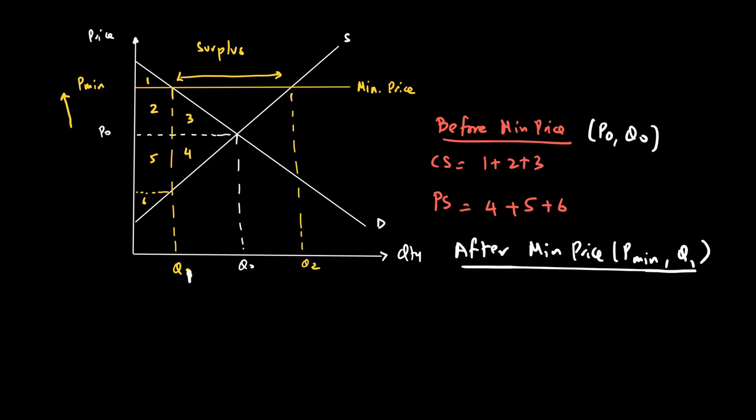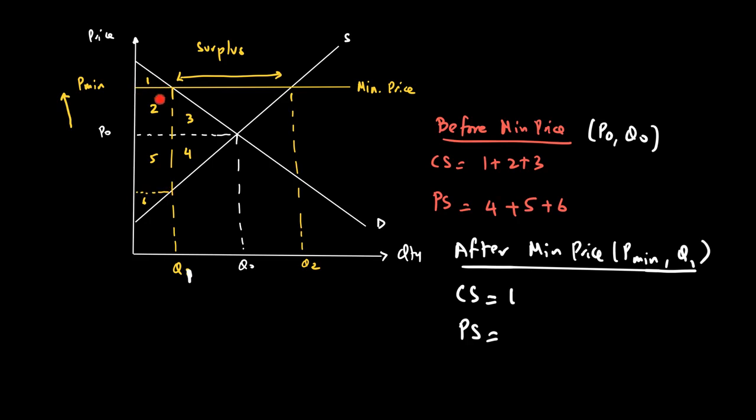So after minimum price, consumer surplus will be what? And the answer is this: Q1 is the quantity sold, P min is the price, area under the demand curve above the market price, consumer surplus will be area 1. Producer surplus, on the other hand, will be for these Q1 producers who are now selling the good.